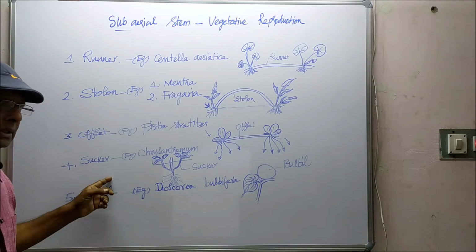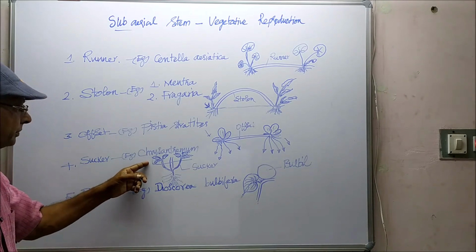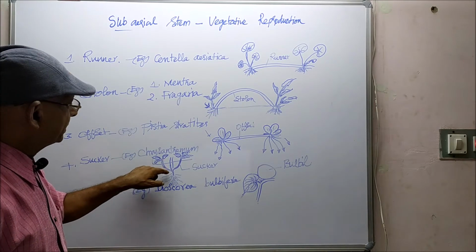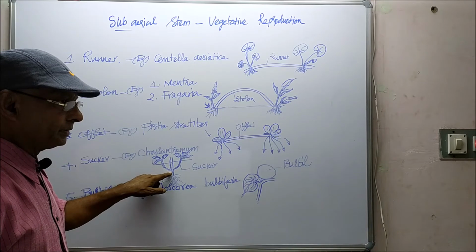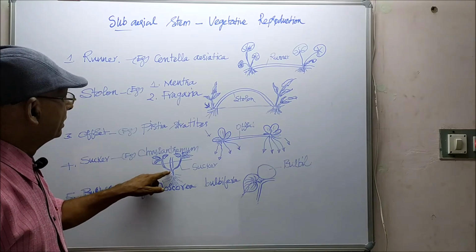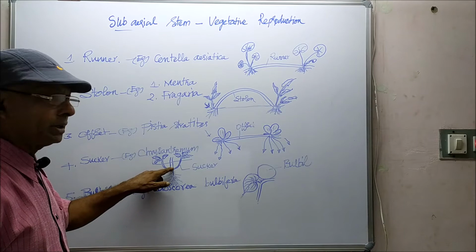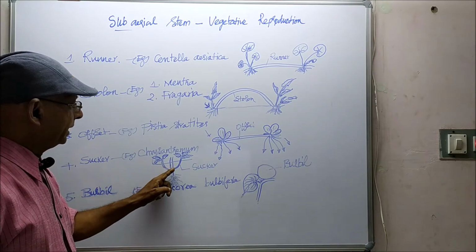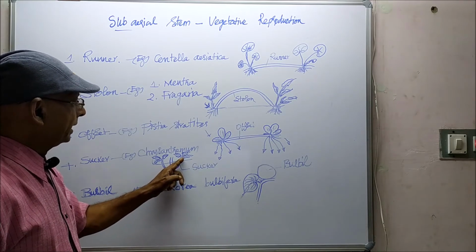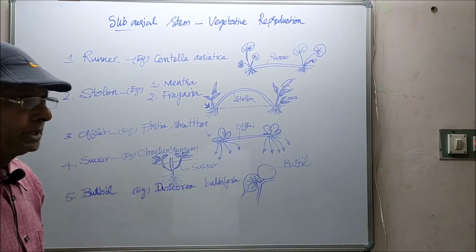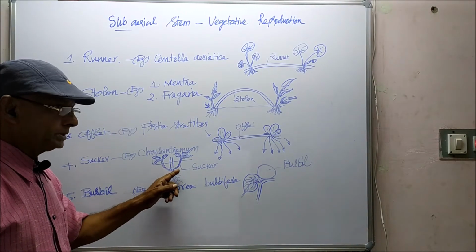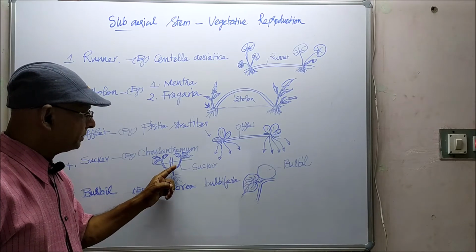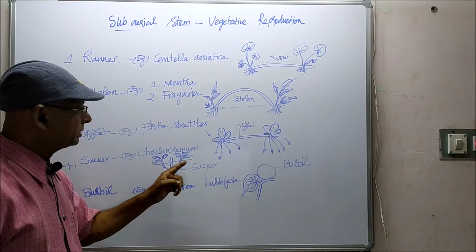Fourth one is sucker. In chrysanthemum, the suckers are produced. Suckers are lateral branches produced from the underground part of the stem inside the soil. Just below the soil, from the underground part of the stem, a number of lateral branches are produced. They grow obliquely and emerge out of the soil as a new plant. This lateral branch, which grows obliquely from the underground stem and is meant for vegetative reproduction, is called sucker.